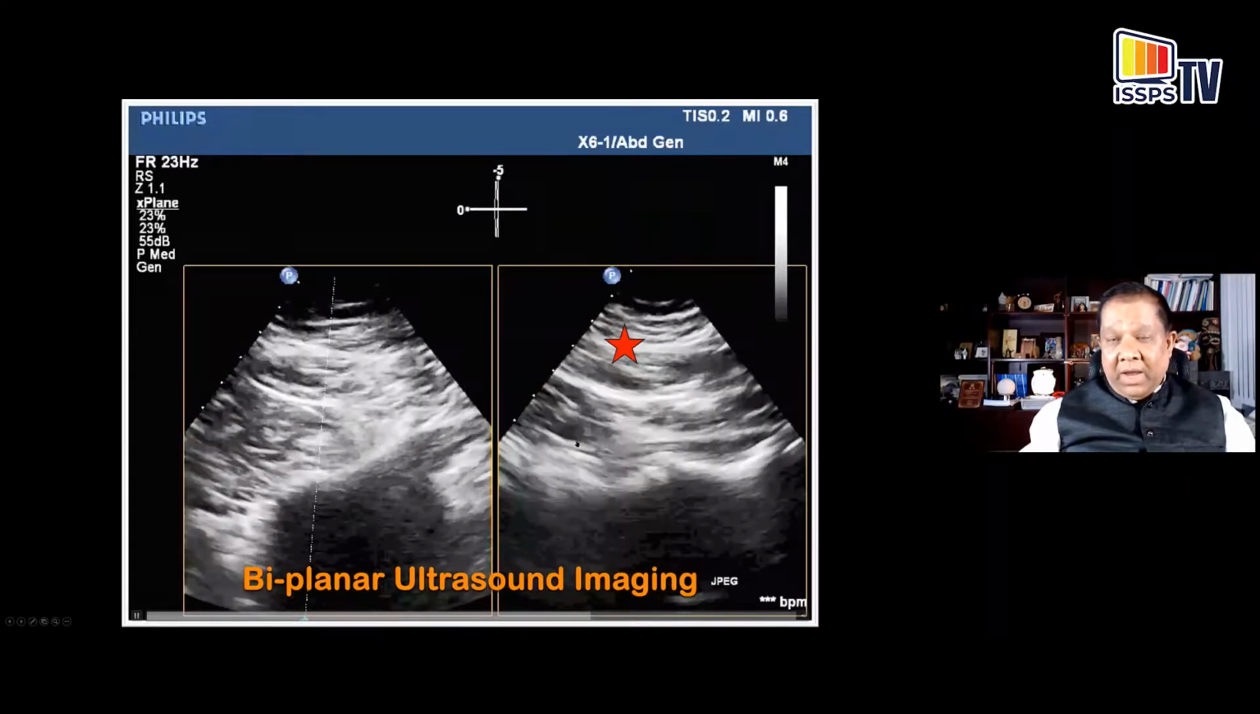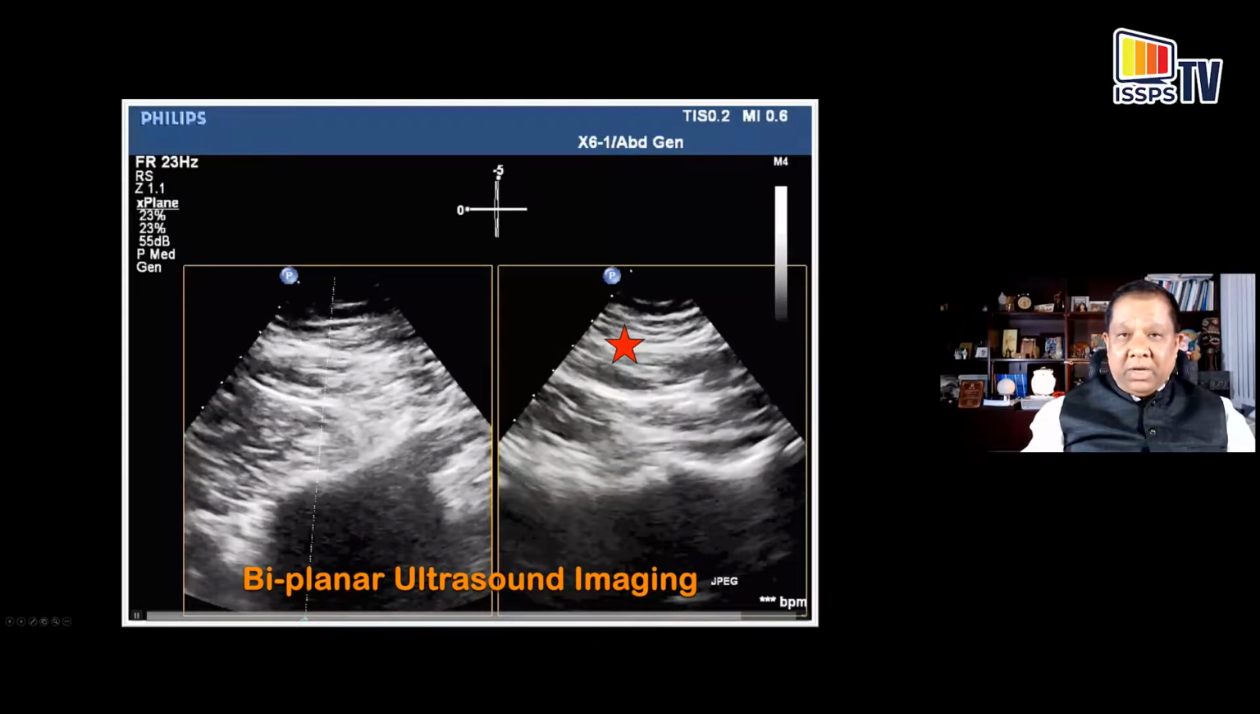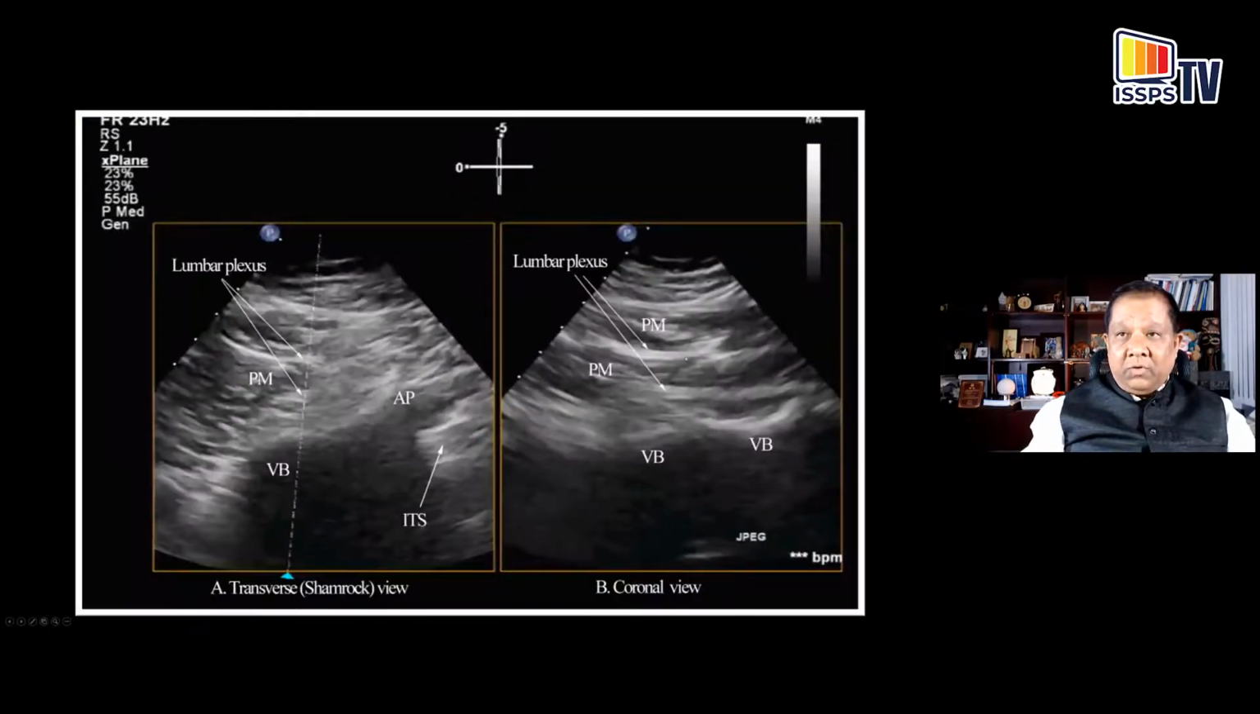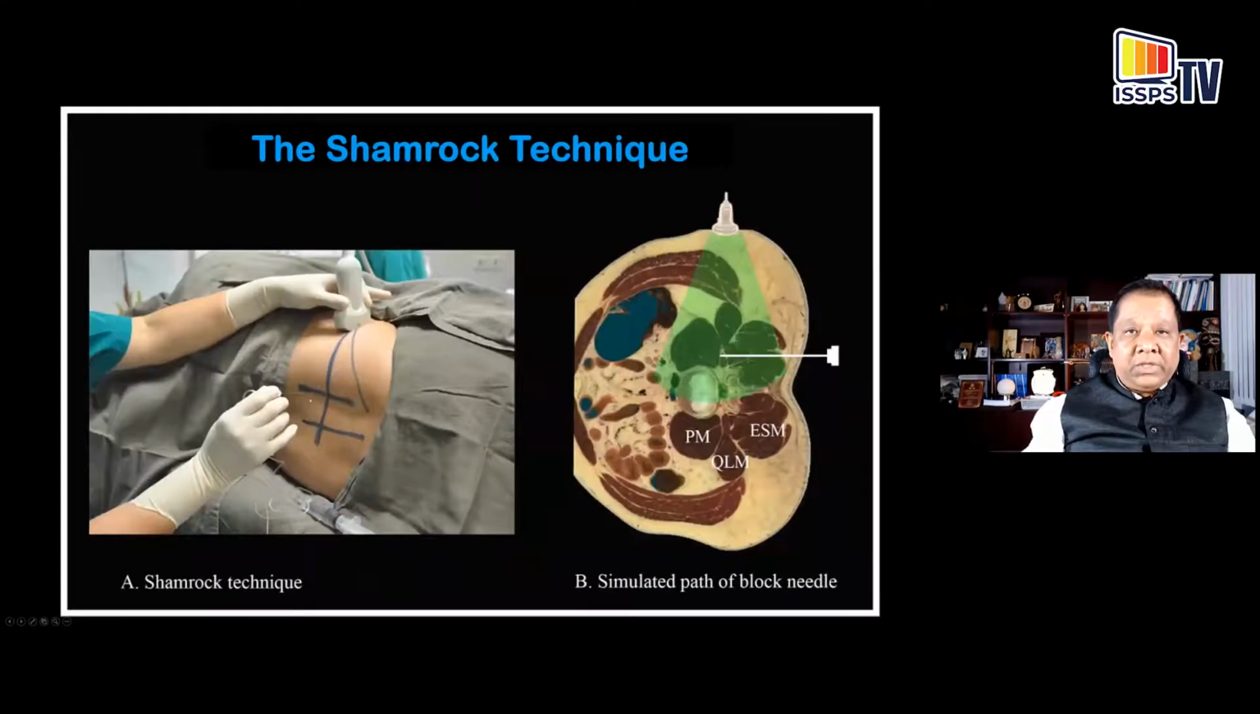So the image to your right is a sagittal view, the image to your left is a transverse view, and you can simultaneously see the nerves within the psoas muscle not only in the transverse view, but also in the sagittal view. And as I alluded to, they are relatively large-sized nerves.